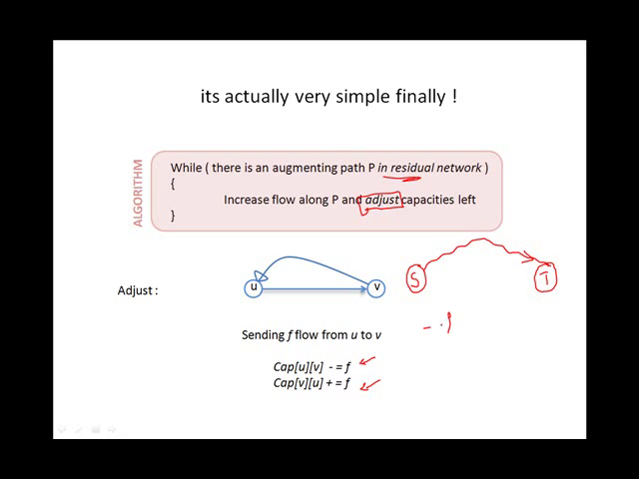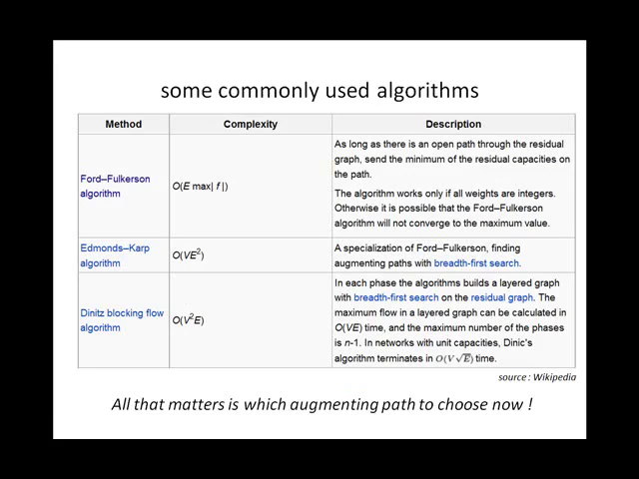So we can as well use a depth first search, or we can use a breadth first search to find a path, such a path from source to sink. Depending on the way you find the augmenting path, we have different types of algorithms. If you use a simple DFS to find an augmenting path, the algorithm is by Ford-Fulkerson, and it is called the Ford-Fulkerson algorithm.